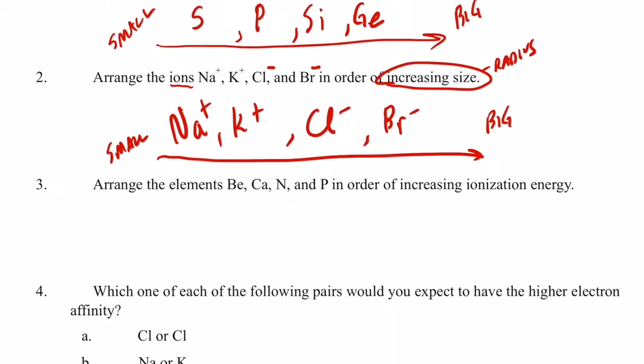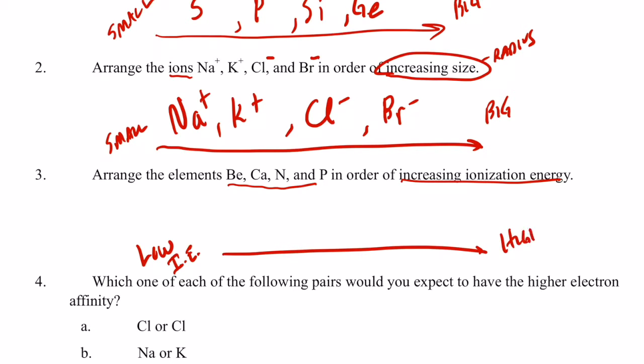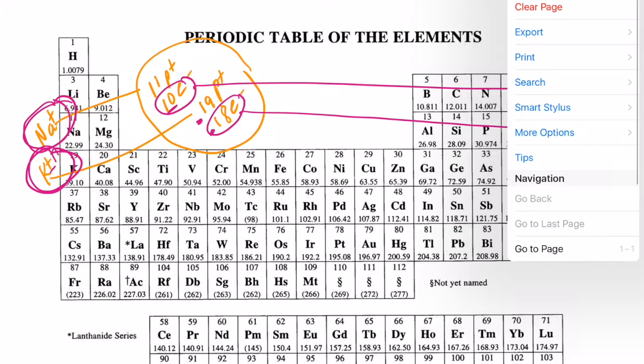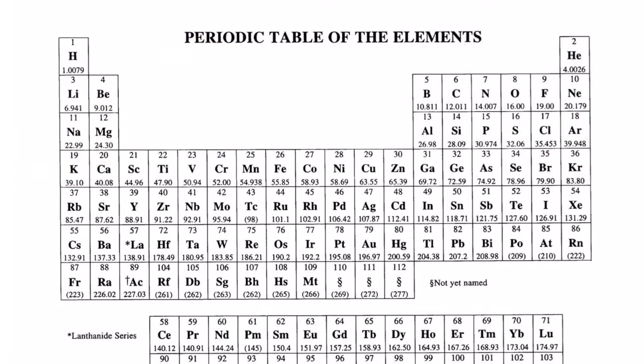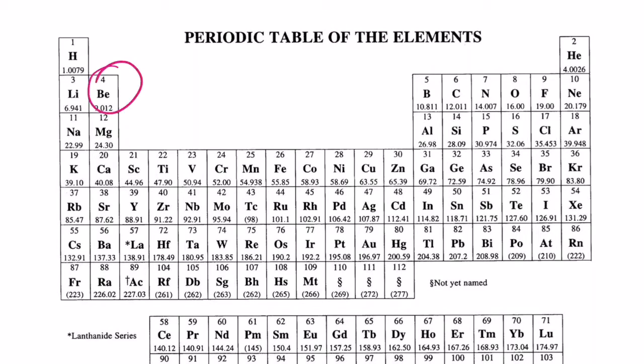Okay? All right, next up, I want to rank these guys in order of increasing ionization energy. So low ionization energy to high ionization energy. So let's clear off our periodic table here, and let's find the elements we're going to be dealing with. We have beryllium, calcium, nitrogen, and phosphorus, and we're doing ionization energy.